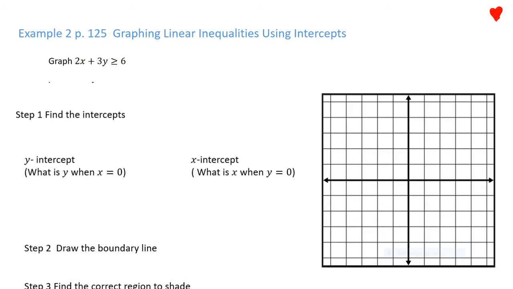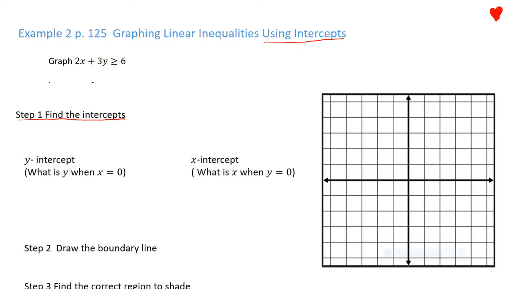So the problem says to graph 2x plus 3y is greater than or equal to 6. And this time, they've given us a new way to use, we're going to use our intercepts. So we're not going to write it into y equals mx plus b anymore. This time we're going to use the intercepts. So the first one says the y-intercept. So let's find our y-intercept.